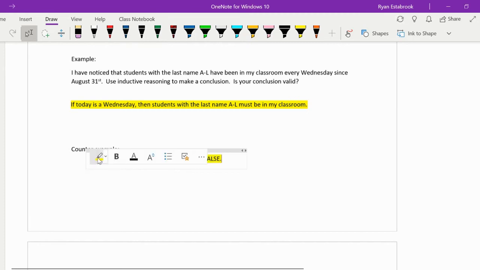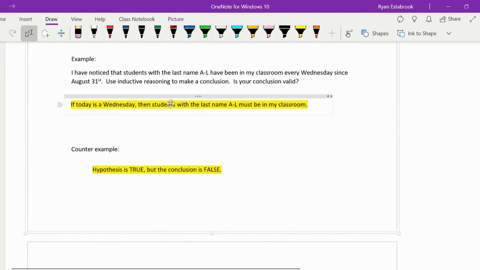It proves that a conditional statement is false by finding a condition where the hypothesis is true, but the conclusion is false. So I'm not looking at this and saying, well, I had students with the last name M through Z in my classroom, and it wasn't Wednesday. That would not be a valid counterexample. I'm not trying to make the back part work, or even not work at the beginning. I want to find an example where it is a Wednesday, but students with A through L were not in my classroom.